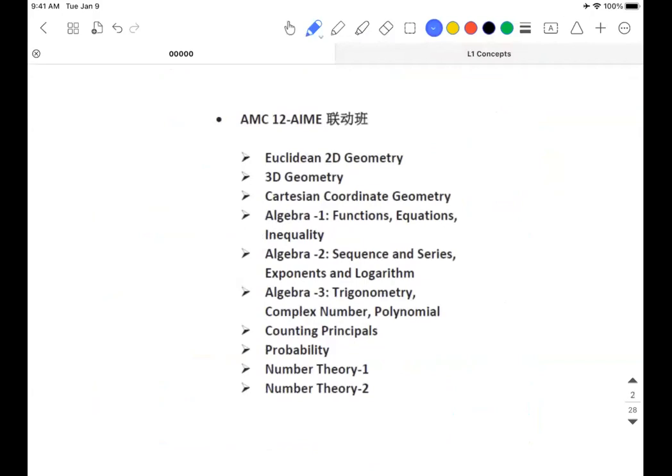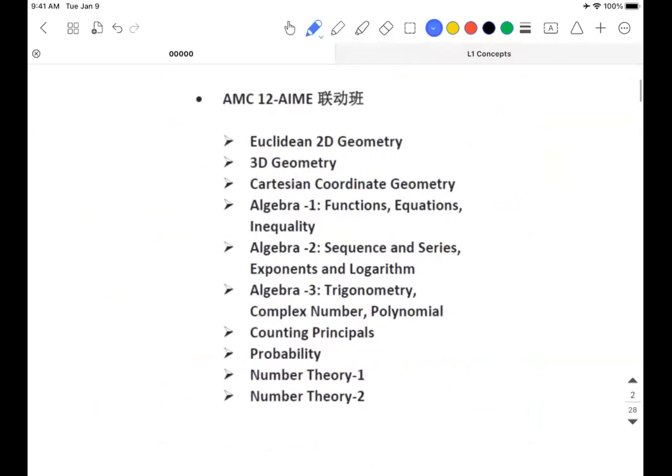We're going to use 3 lectures talking about the geometry part. Generally we're talking about 2D geometry, which is the most important part for all the North American math competitions, not only AMC, but also all the Euclid-related exams. So this is extremely important.